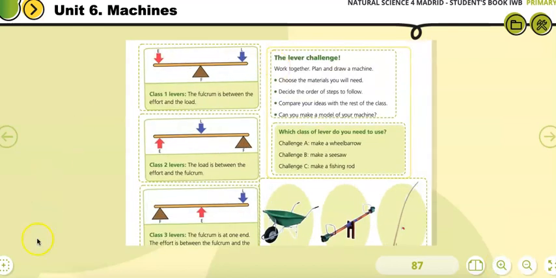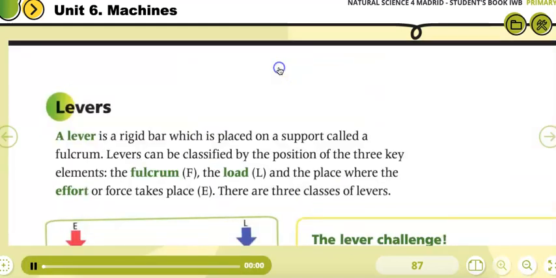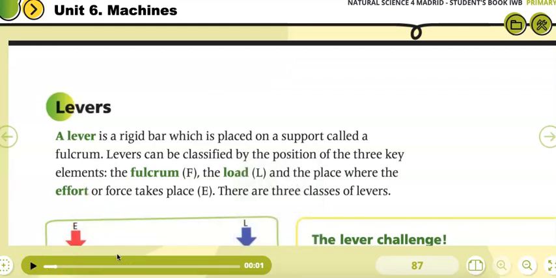Let's begin. A lever is a rigid bar which is placed on a support called a fulcrum. Levers can be classified by the position of the three key elements: the fulcrum, F, the load, L, and the place where the effort or force takes place. There are three classes of levers. So, fulcrum, load, and effort.